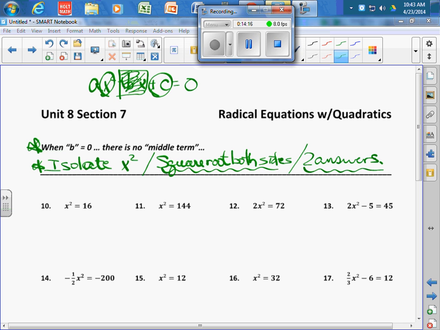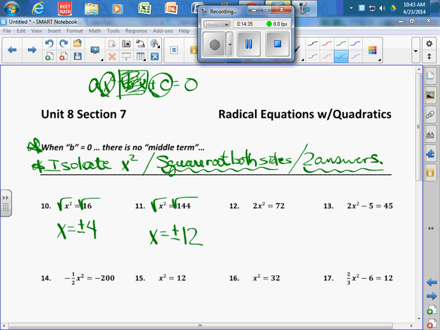We're going to take the square root of both sides, and remember that you're going to have two answers. So in number 10, the x squared is isolated, meaning there's no numbers on that side of the equation. So I'm going to take the square root of both sides. X is equal to plus or minus 4. In number 11, taking the square root of both sides, x is equal to plus or minus 12.